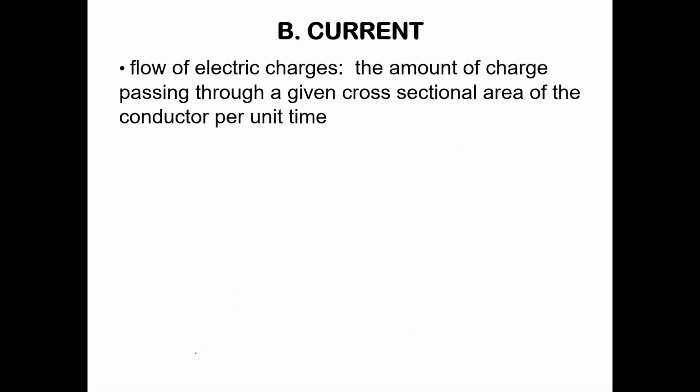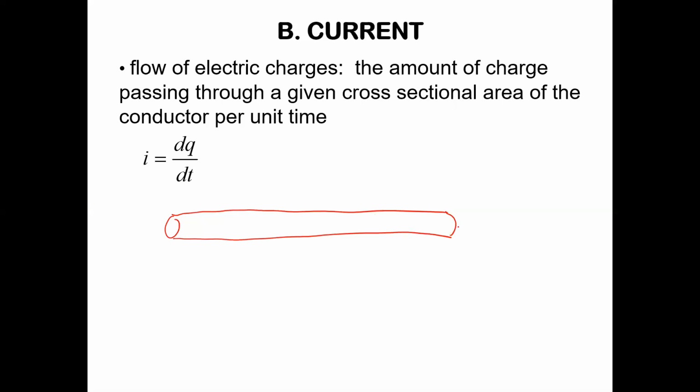What does concern us is the flow of charges. This is actually where stuff happens that we're interested in circuit work. The flow of charges is the amount of charge passing through a cross-sectional area of some conductor per unit time. And what that means is, if you think of a wire as a tube, and the charges are migrating through that tube, it has a cross-sectional area, right?